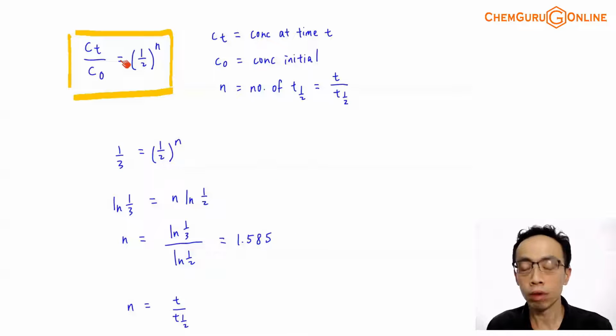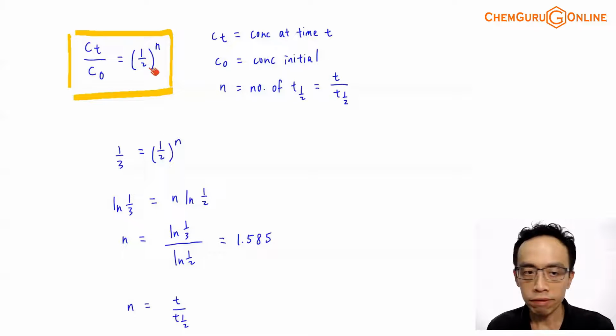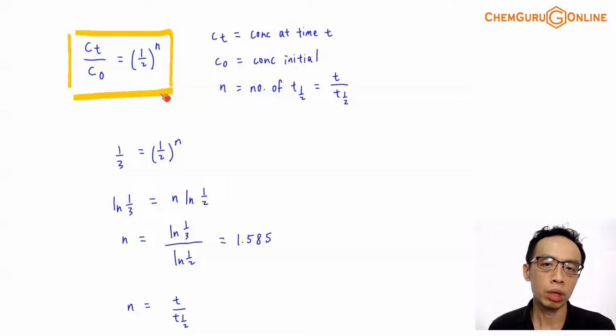Alright, so let's take a look at the formula here. Ct divided by C naught is equal to half to the power of n. So how do we interpret this formula? Now Ct will be the concentration of our reactant at time t. C naught will just be the initial concentration of our reactant. Half to the power of n, where n is the number of half-lives, which is also equal to the time taken divided by your half-life. We actually can make use of this formula to do calculation when we're dealing with non-integer number of half-lives. So let's try to apply this to this question here.